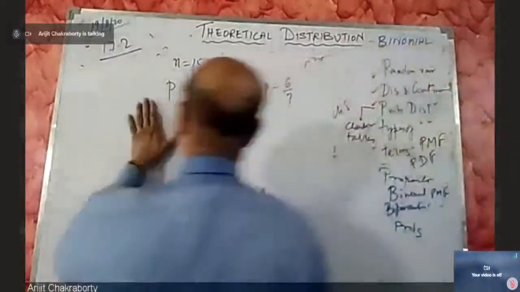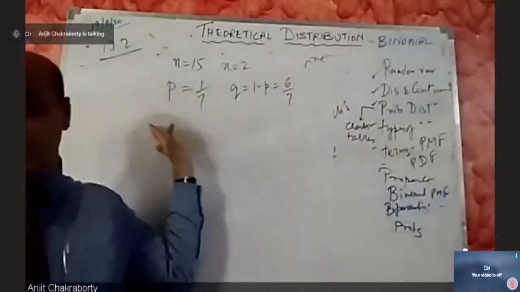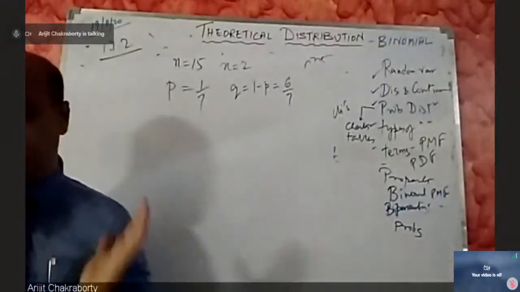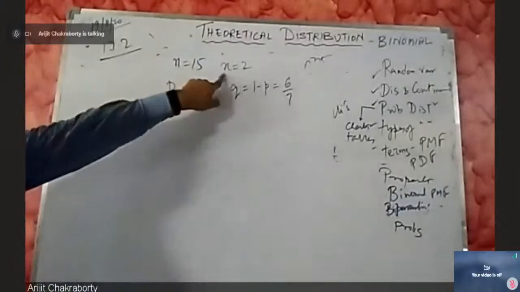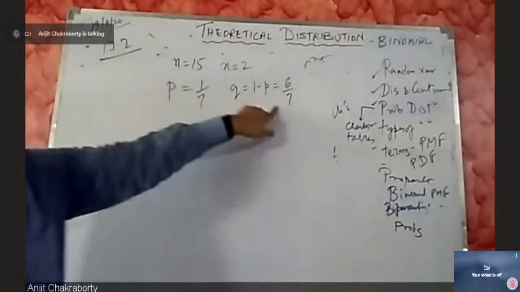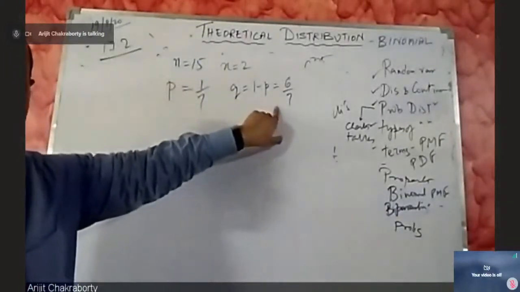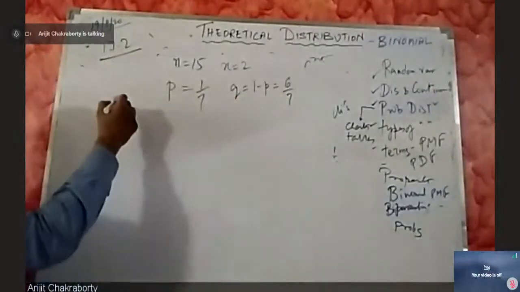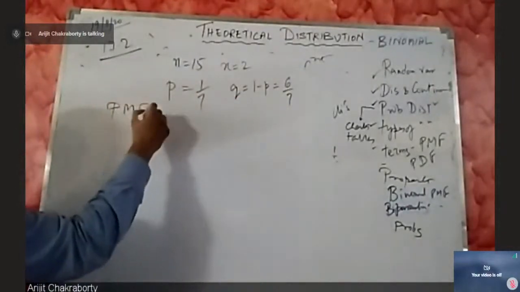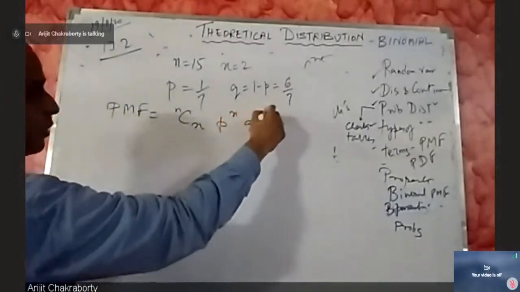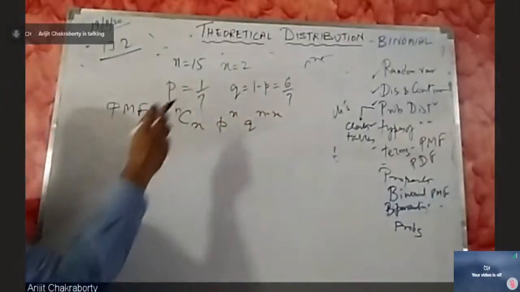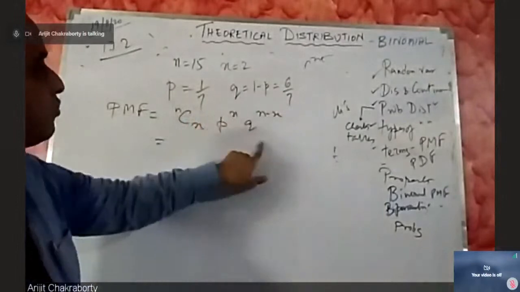So, what will be the probability, as the question says, 15 dates are selected at random, what is the probability of getting 2 Sundays? So, X is 2, N is 15, P you know, Q you know. So, very easy now. The probability mass function is given by NCX, P to the power X, Q to the power N minus X.